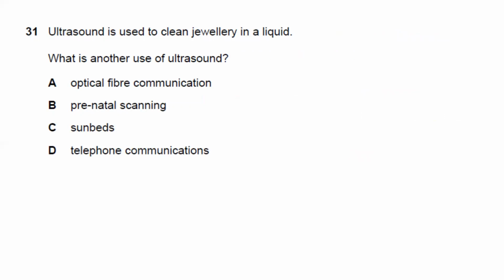Then question number 31. It says ultrasound is used to clean jewelry in a liquid. What is another use of ultrasound? Fiber optic communication? No, generally infrared is used. Prenatal scanning? Yes. Sunbeds? No, we use UV radiation for that. Telecommunications? Again, IR is used for telecommunications, because of fiber optic communication. So answer B, prenatal scanning, or ultrasound for detecting the state or condition of an unborn baby, is the one they are talking about in B.